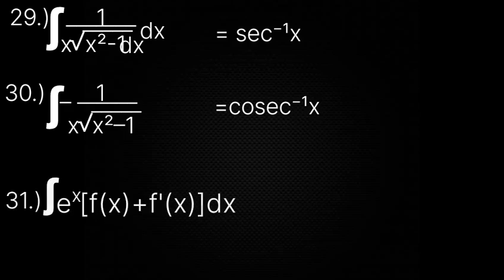When you encounter an integral in the form of e to the power of x times the bracket f of x plus f prime of x dx, where a function and its derivative are added together inside the bracket next to e to the power of x, the final answer simplifies directly to e to the power of x times f of x. This is a massive time saver during exams.